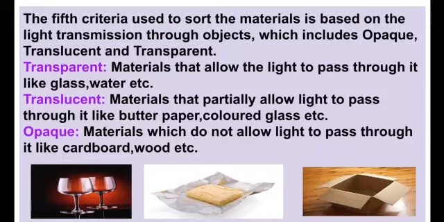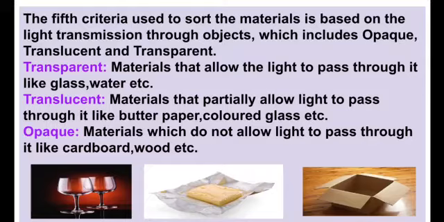Now opaque objects. What are the opaque objects? The materials which do not allow light to pass through them, which completely do not allow it, but in translucent it partially allows the light. In transparent it completely allows the light, and in opaque, what is the big difference between transparent and opaque? In transparent they completely allow the light to pass through, and in opaque the material completely does not allow the light to pass through it.